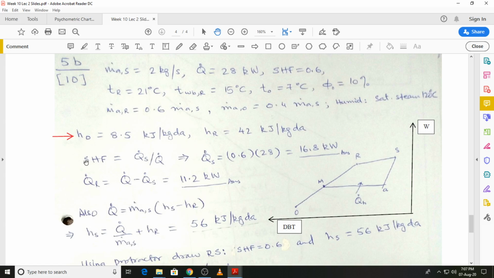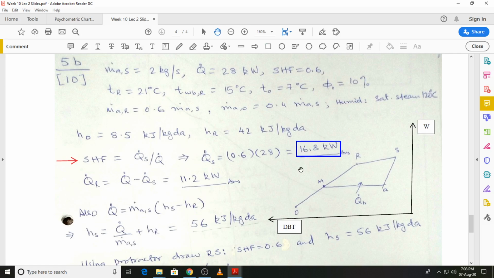Then we move on to the sensible heat factor, and we know that the sensible heat factor is the ratio of the sensible heat loss or heat gain divided by the total heat loss or heat gain. We are given the total heat loss as 28 kilowatts and the sensible heat factor is 0.6. So the sensible heat loss from the space is 16.8 kilowatts, as shown over here.